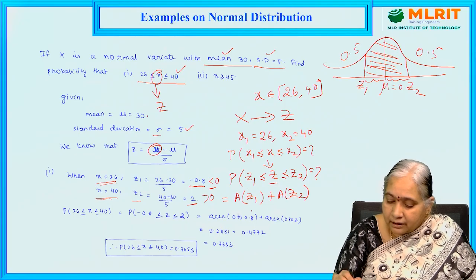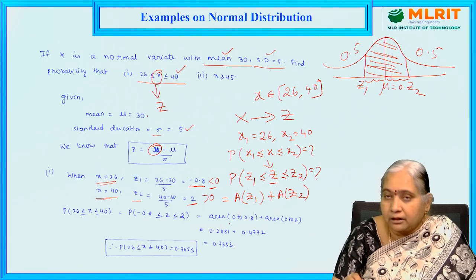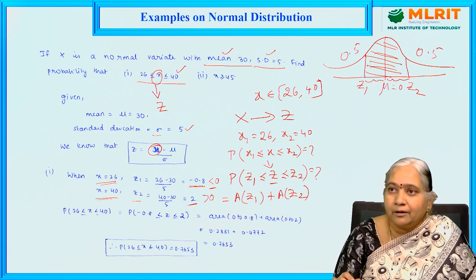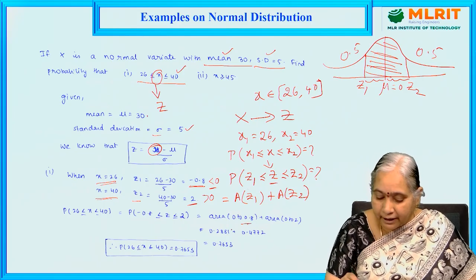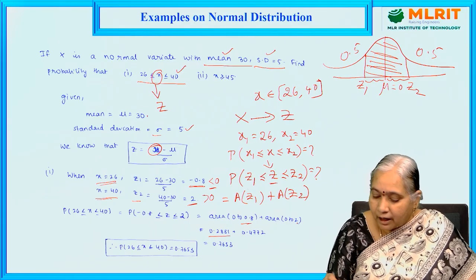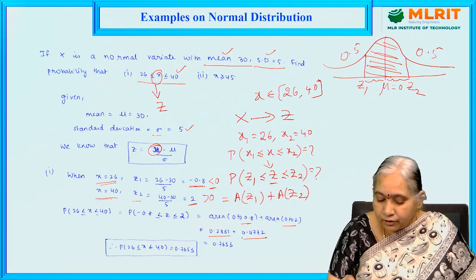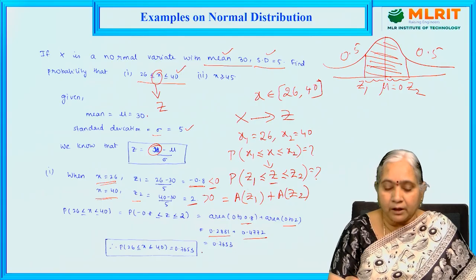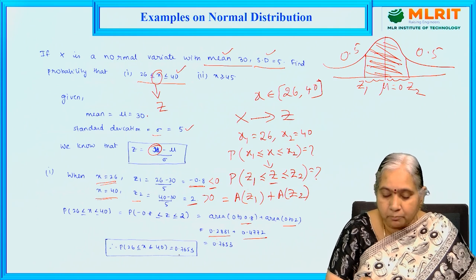Here Z1 is 0.8. Now we take the tabular values of Z, where we get the probabilities for each corresponding value of Z. The area of 0.8 is 0.2881 and the area of 2 is 0.4772. If we add these two probabilities, the total probability we get is 0.7653. So the area or the probability in between Z1 and Z2 is 0.7653.